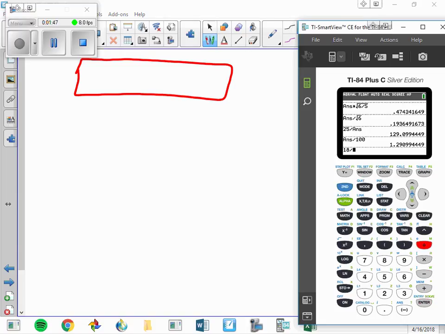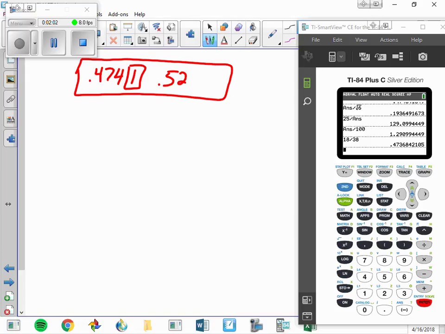So 18 over 38 is 0.474. So 0.474 ones, and then that would be 0.526 zeros. That right there should tell you never to play roulette. Why? In the long run you're going to lose because you're less than 50%, and the payout is 1-to-1. So it's a bad idea.